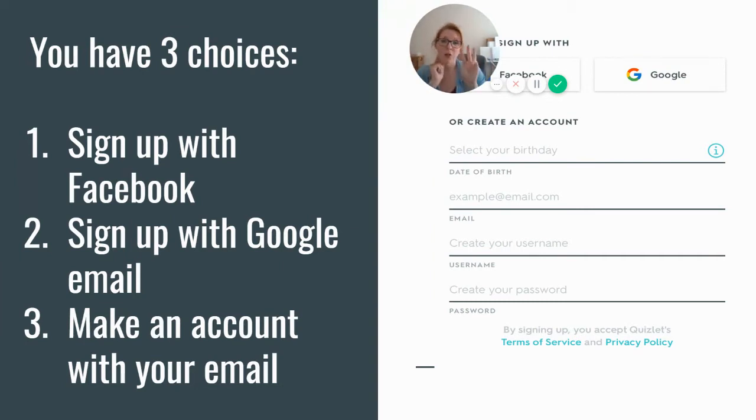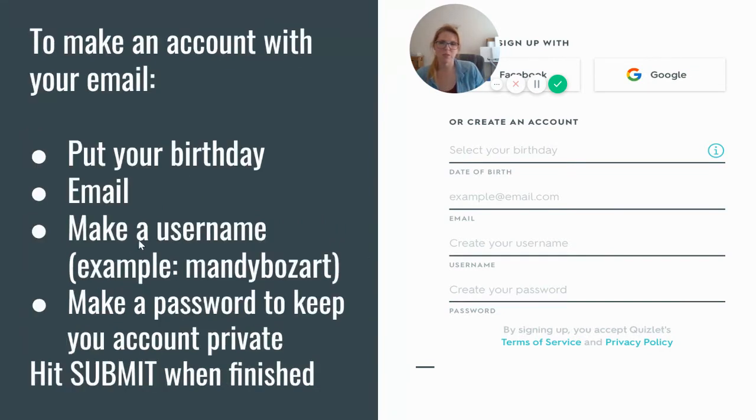Now, the third choice, if you don't have a Facebook or you don't have a Gmail, is to create an account. You're going to put your birthday. You just click, and then you're going to click on the month, date, and year. You're going to put your email. Now, you must have an email for this. You're going to put your username. For me, I might just put like my first and last name together as my username.